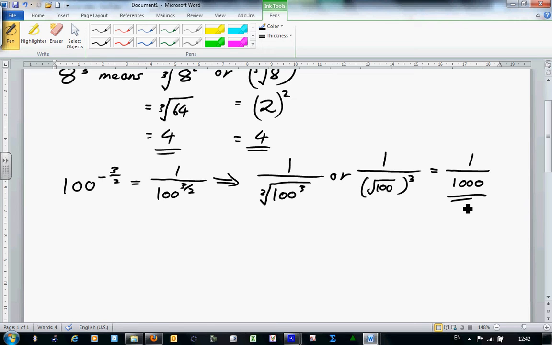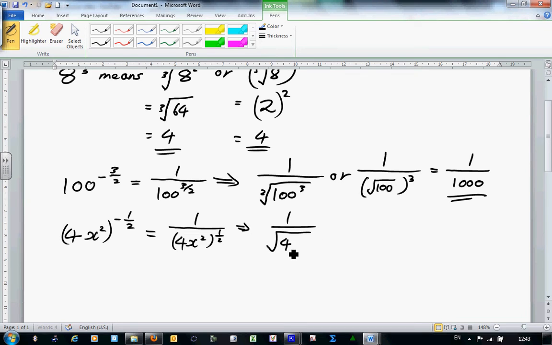Using some algebra and letters, let's say we have 4x squared to the minus a half. Well, again, the negative will take us into a fraction. So this would be 1 over whatever is in the brackets to the half. Now, anything to the half is the square root, and I've chosen nice numbers. What times what gives you 4x squared? And the answer is 2x, because 2x times 2x is 4x squared. So these are just straightforward little examples of what could happen.